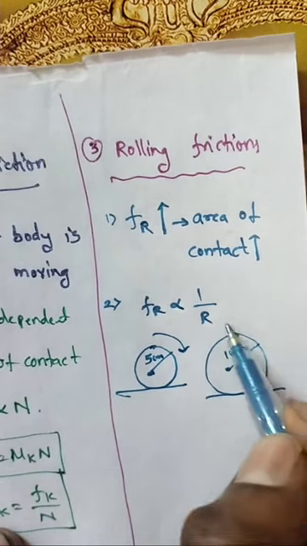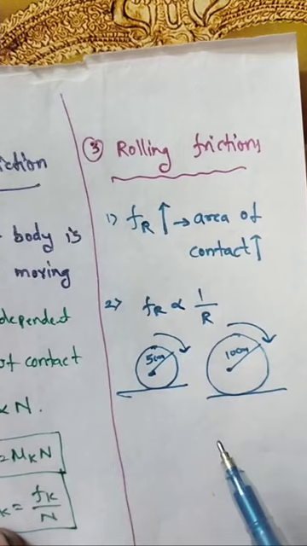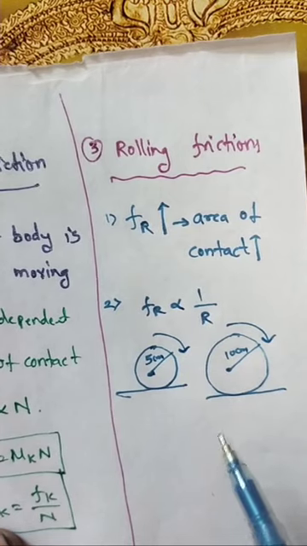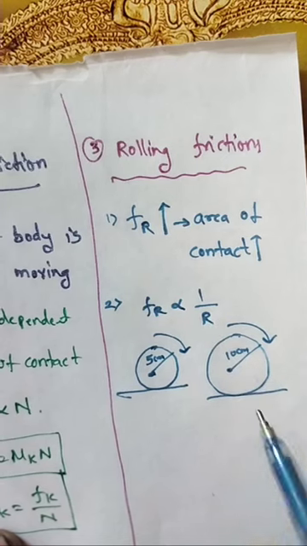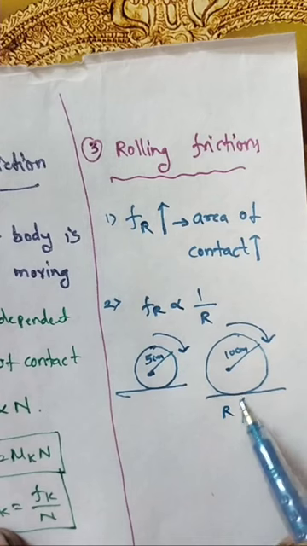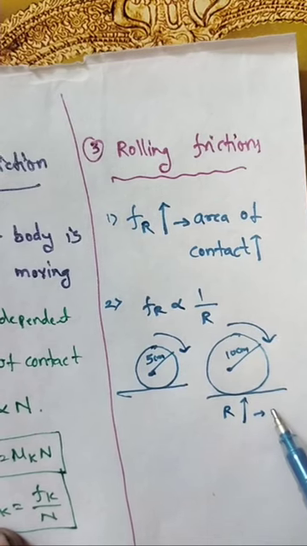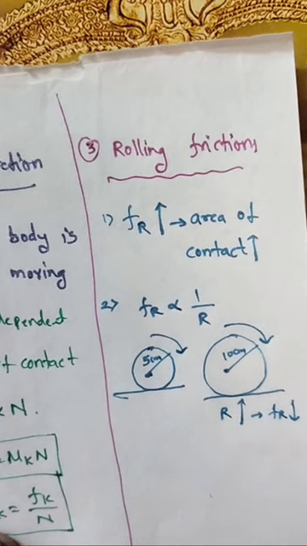Both are moving on the same floor. Which rotation has more rolling friction? The condition is Fr is proportional to 1 by r. R is more, friction is less. So what is the r? This r value of 10 centimeters is more. Therefore, this Fr value is very less.